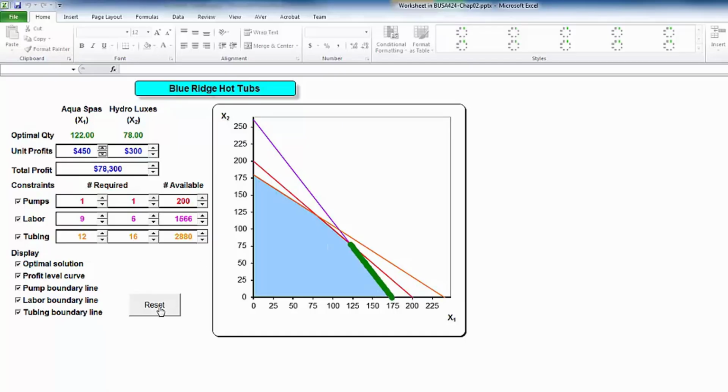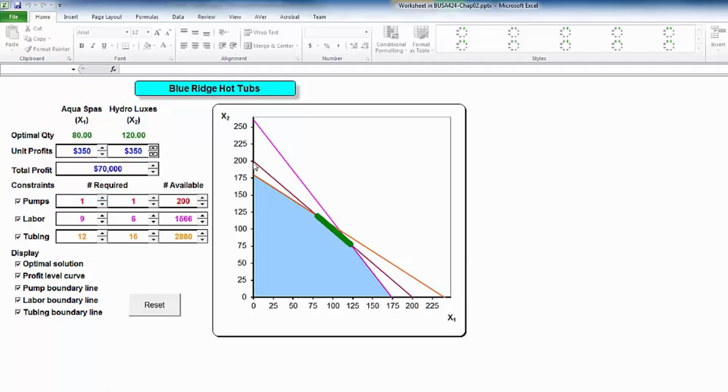Now let's change another parameter in this problem. Let's increase the profit of the second product from 300 to 350. As you see, again, the slope of the level curve is changing, and now by increasing the profit of the second product from $300 to $350 per product, we found another set of optimal solutions. In this case also we have multiple optimal solutions.